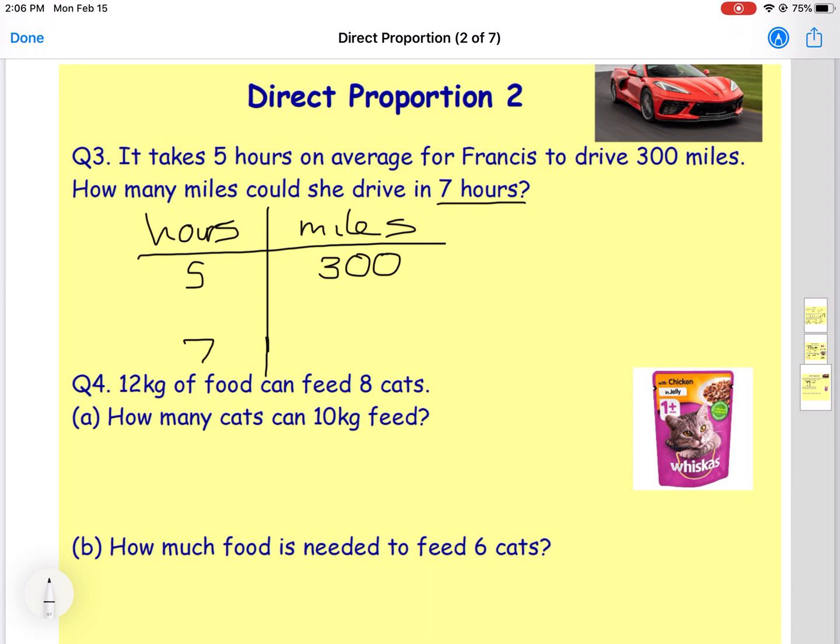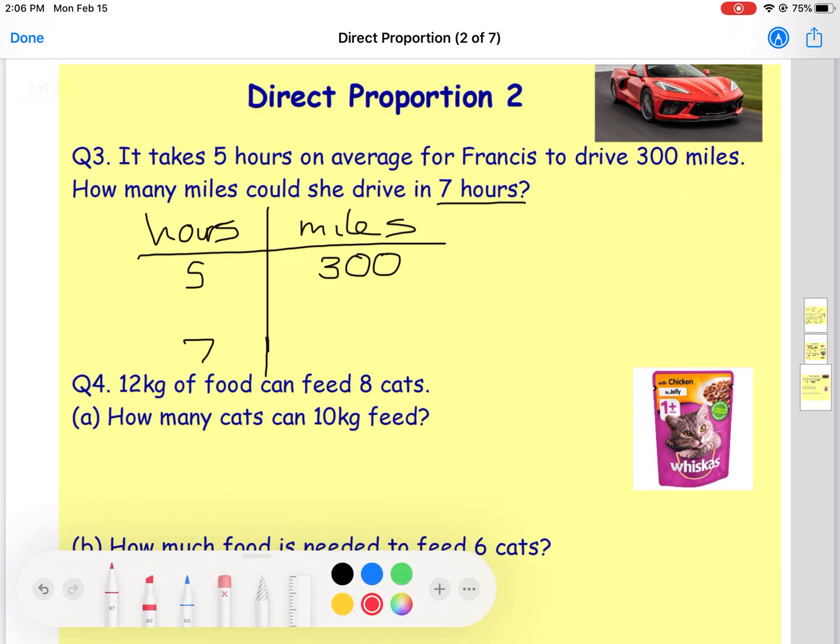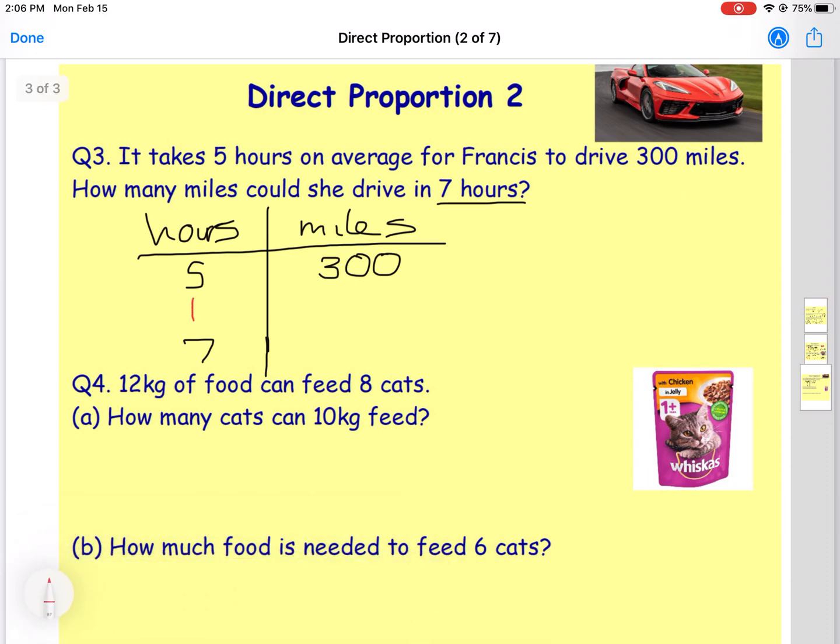Now you'll notice I've left a gap between the 5 and the 7. There's no possible way that I can multiply 5 or divide 5 by some whole number to get 7. Yes, there are decimals, but we're not using decimals, only whole numbers here. So what I'm going to do instead is work out a middle value, and in this case, I'll make the middle value 1.